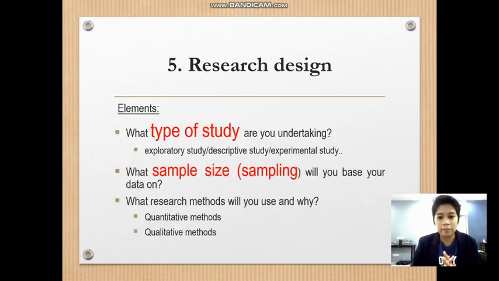Elements in research design: it should consist of the type of study you are undertaking. Is it descriptive, experimental, or exploratory? What sample size will you base your data on? Your sampling means the participants, how many participants will be joining as respondents of your study if it is survey research, and which research method will you use and why. Research design deals with very specific ways, and it's not just stating, but you have to elaborate on why you are choosing that design or that sample for your study.